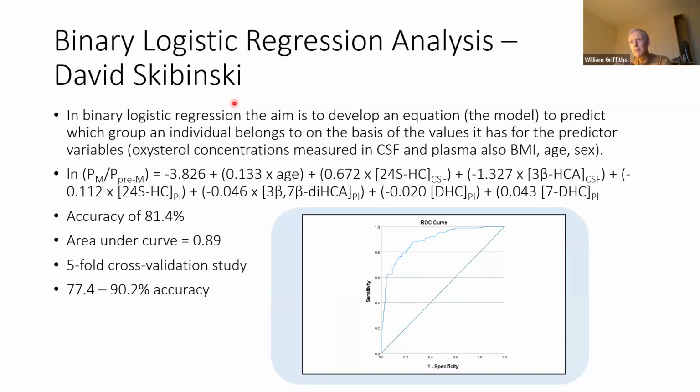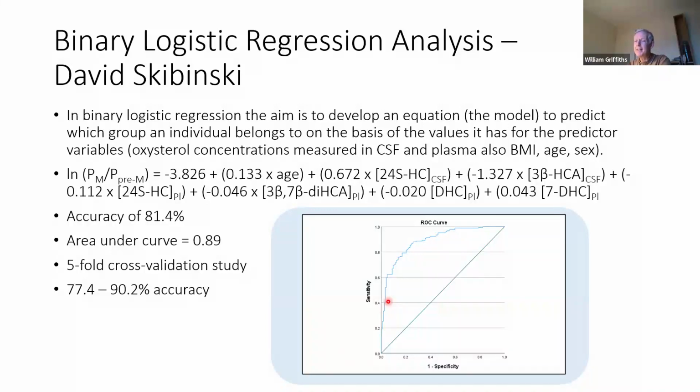So he's able to build a model which had 81% accuracy of predicting which group a particular sample would fall into, and it's got an area under the curve of 0.89, which is actually pretty diagnostically good. So we think that this 24-hydroxycholesterol is probably going to be a good biomarker in HD clinical trials.